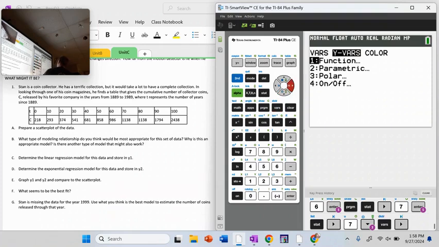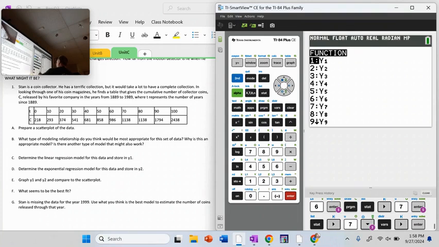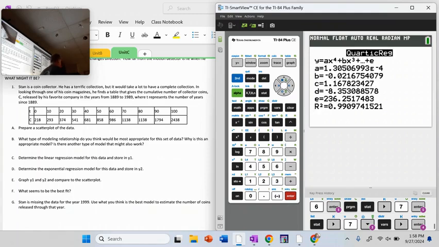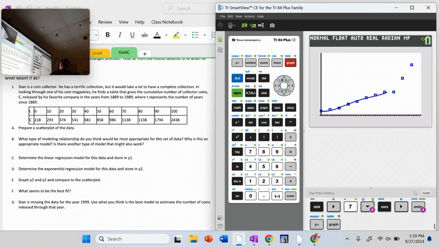Vars, Y Vars, 1. And I told last hour, don't come up to my desk and ask me how to find that Y1 thing. I will tell you, write it down, type it in yourself. I don't answer questions on tests. This is your job. It's the time that you do it. All right, so Y equals, now it's in there, and then there's the graph.